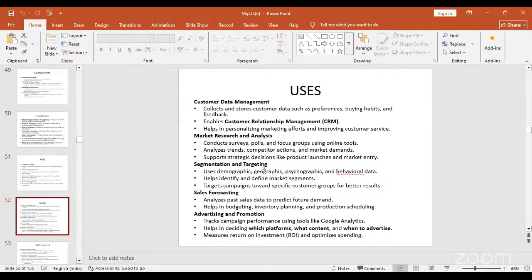Then sales forecasting. As the name suggests, it analyzes past sales data and predicts future demand. That is sales forecasting, which helps in budgeting, inventory planning, and production scheduling. Sales forecasting is the major use of the marketing information system. It will forecast about the product, about the finance, and also about the inventory levels.